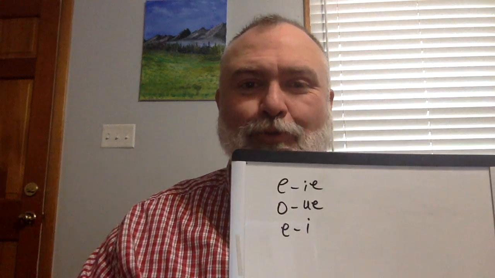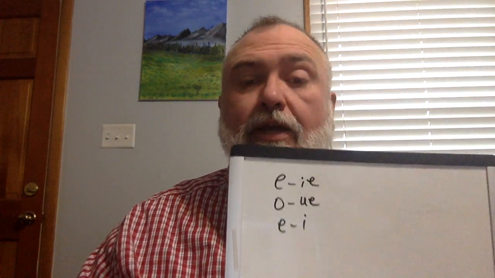Number one, know this. There are 3 types of stem changing verbs, right? There are E to IE, there are O to UE, and there are E to I. A really good smartboard here, right? 3 kinds of stem changing verbs. Now here's the deal about stem changing verbs. Here's what you need to know.